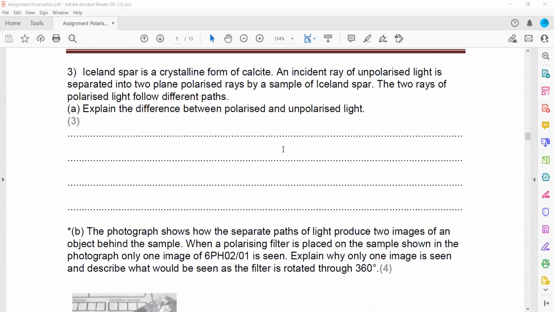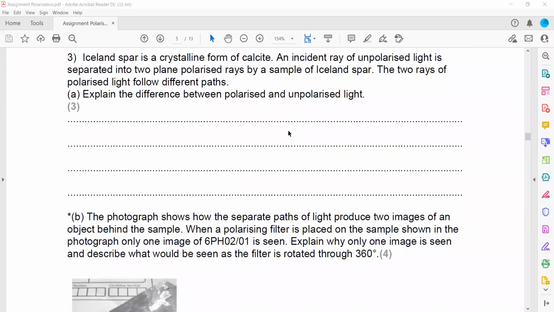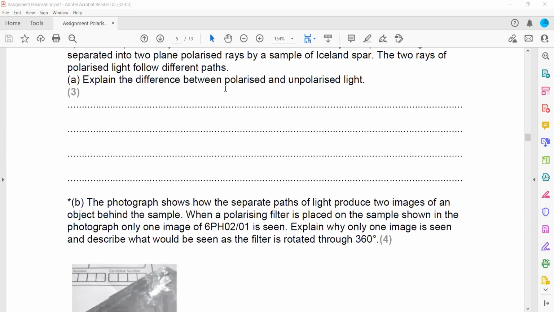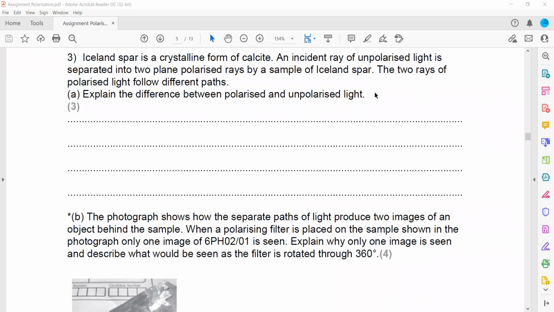Then, Iceland spar is a crystalline form of calcite, and incident unpolarized light is split into two plane polarized rays by a sample of Iceland spar. The two rays of polarized light follow different paths. What is the difference between polarized and unpolarized light?